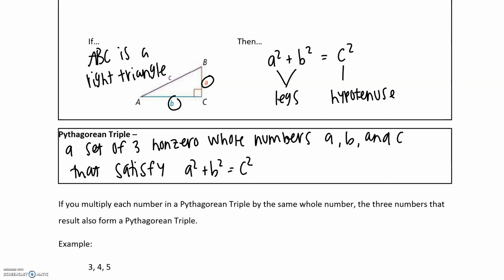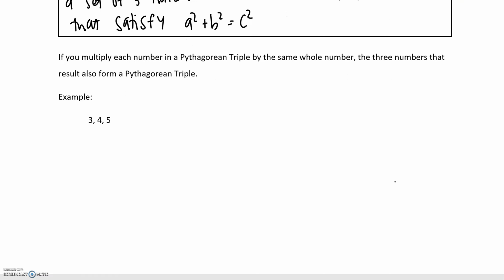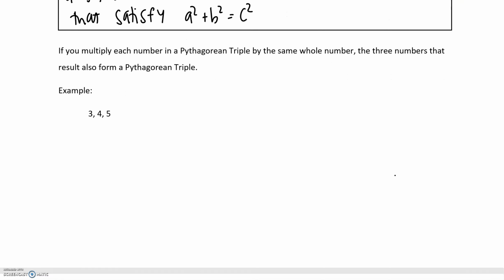Okay, so if we multiply each number in the Pythagorean theorem by the same whole number, the three numbers that result also form a Pythagorean triple. So if we have our numbers 3, 4, and 5, we know that 5 is going to be our hypotenuse because it's the largest number, which means that our 5 is automatically going to be our C. So we know that 3 and 4 are going to be our A and B.